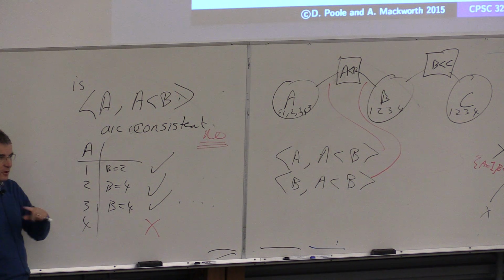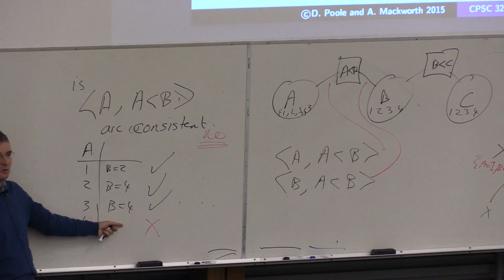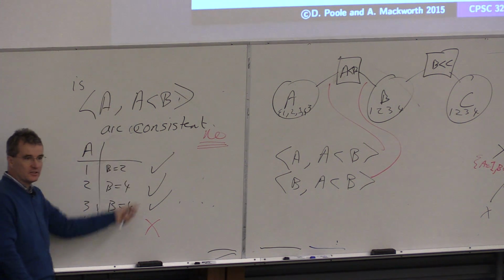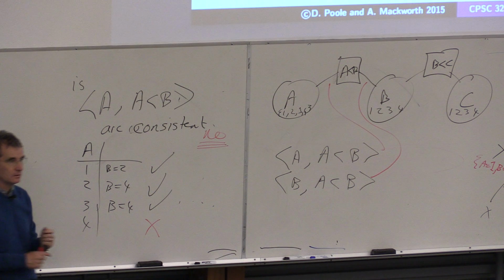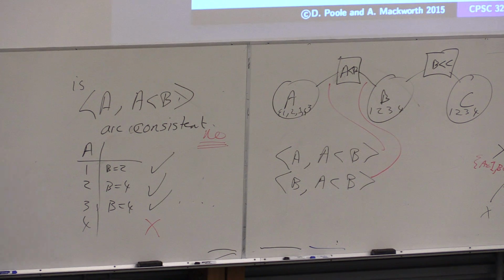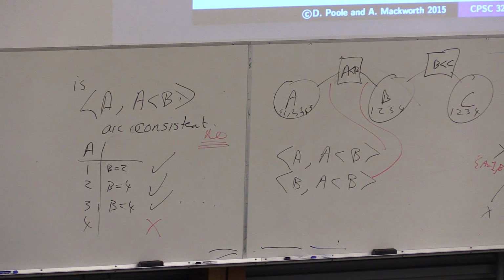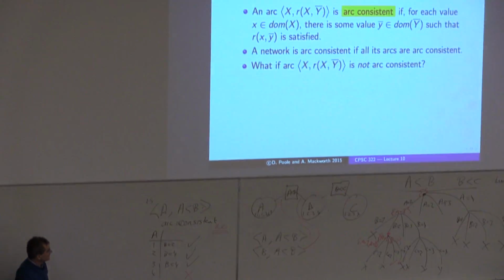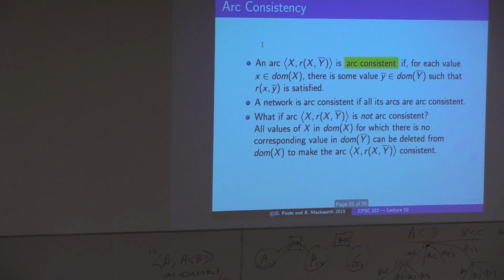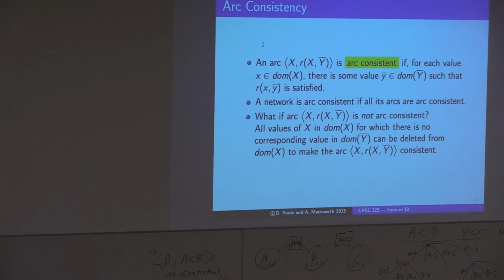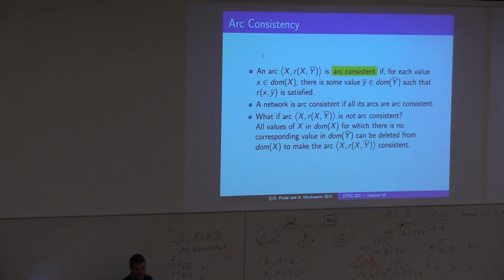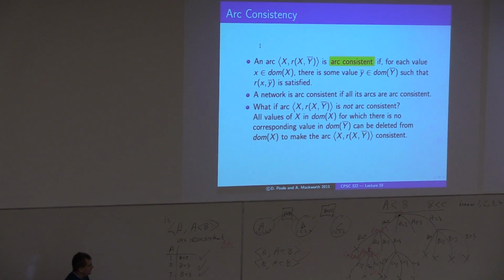You can prune the 4, right? A can't be 4. We've just locally looked at this constraint and said A can't be 4. Okay, we're going to prune it. So a network's arc consistent if all arcs are consistent. Now what if an arc's not consistent? Then all values in the domain for which there isn't a corresponding value can be pruned, can be deleted. And we're now going to just repeatedly do this.